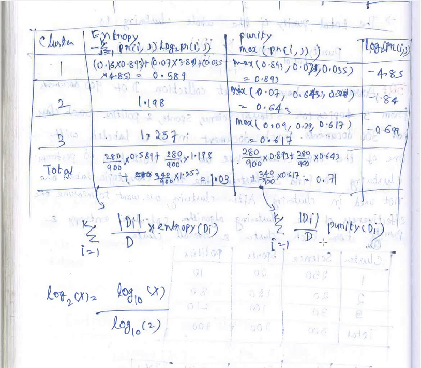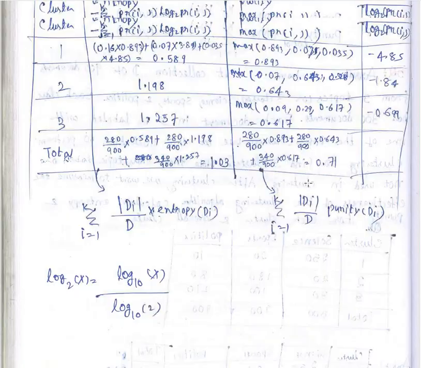In the same way, find the total purity: sigma |Di| by |D| into purity of Di. So 280 by 900 into purity, this value. Likewise we add everything and we get the total purity value.